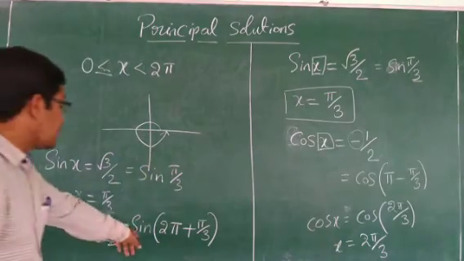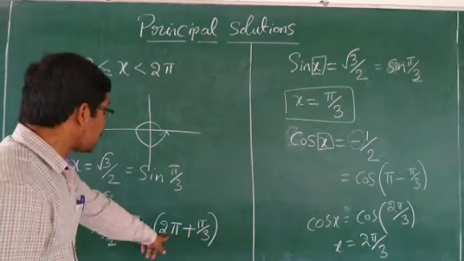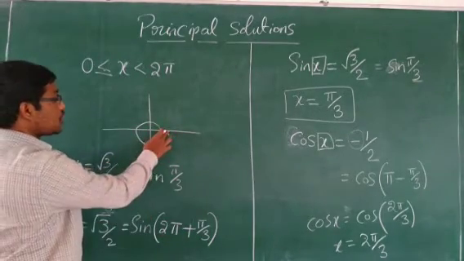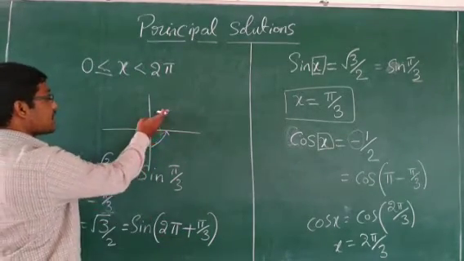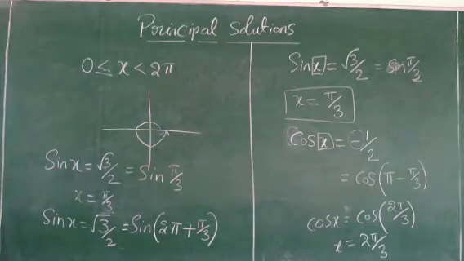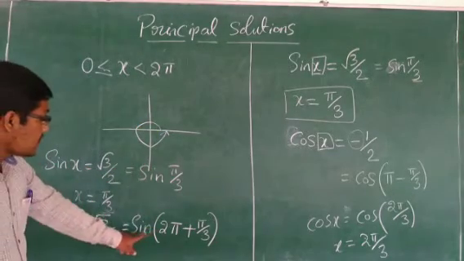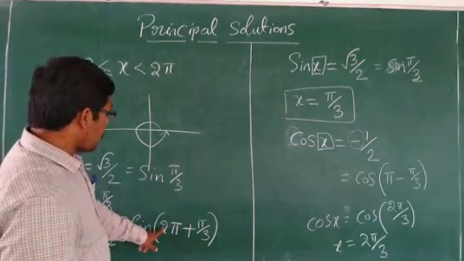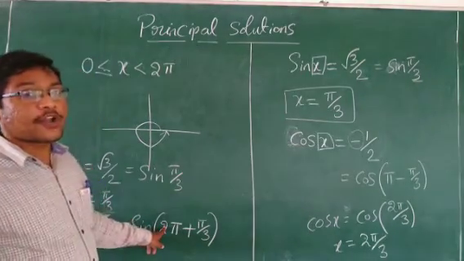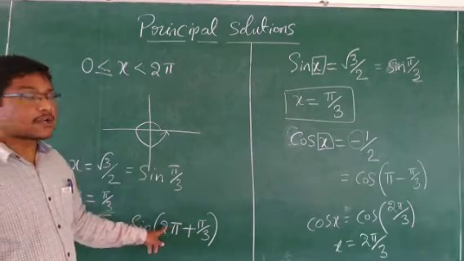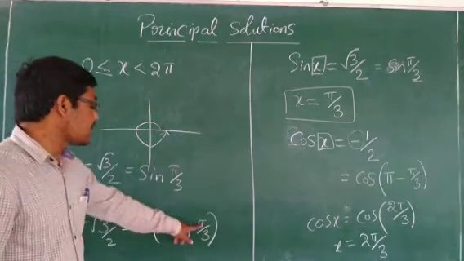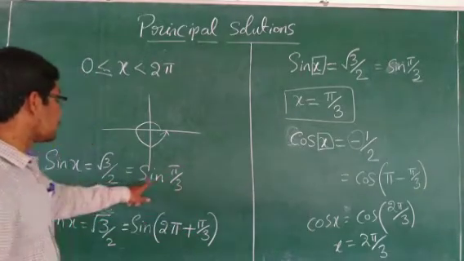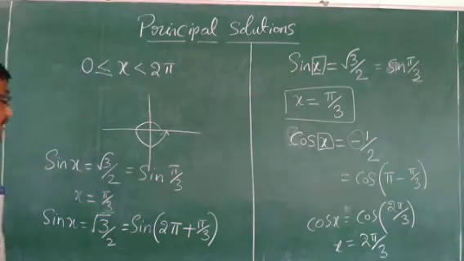Now what is sin of 2 pi plus pi by 3? In which quadrant do you get 2 pi plus pi by 3? Again it will come in the first quadrant. In the first quadrant sin is positive, so we get plus. 2 pi means it is 4 into pi by 2, an even multiple, so we again get sin of pi by 3, which is root 3 by 2, which is nothing but the same, x is pi by 3.